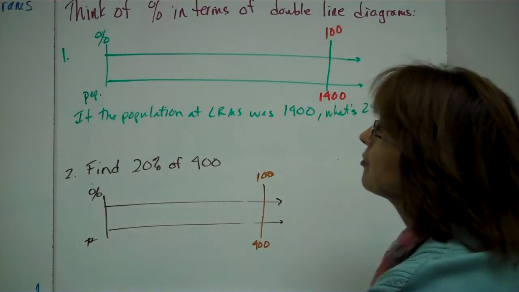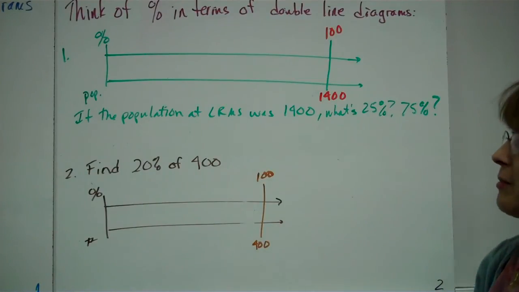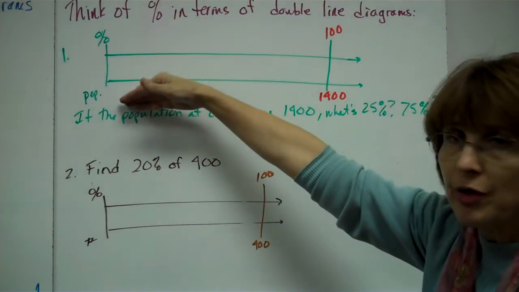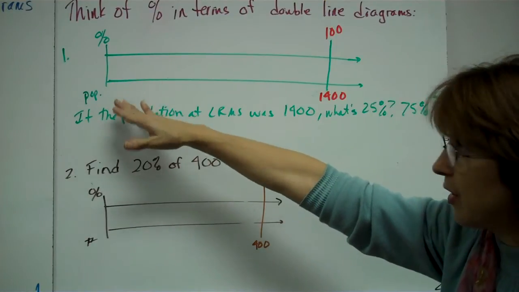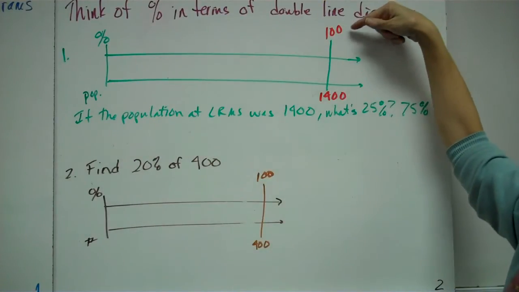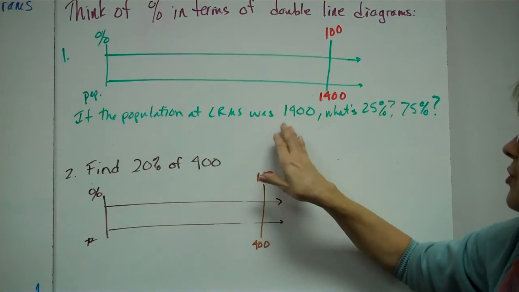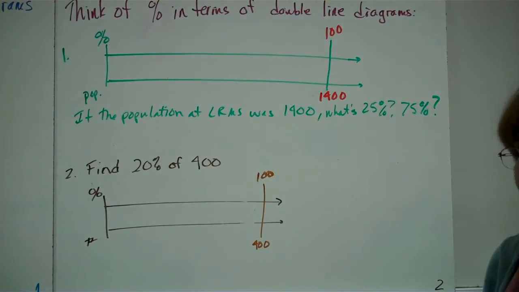We want to think about percent in terms of the double line diagrams first. We're going to do double line, then we'll do the tape diagrams. So you draw your two lines, and you have 0, of course, and percent on top or on the bottom, it doesn't matter, and on the other side, the population or whatever you're looking at, whether it's money or something else. We have 100%. In this case, we have a population of Leesville Road Middle School, supposing it's 1,400. What's 25%? What's 75% of that?